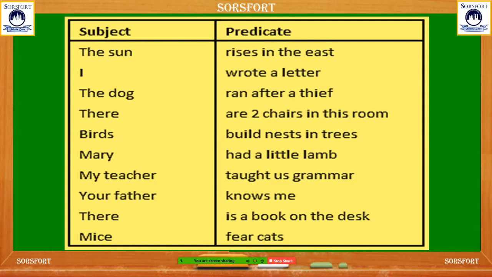There are two chairs in this room. So there is subject, are two chairs in this room is the predicate. Birds built nest in trees. Mary had a little lamb. My teacher taught us grammar. Your father knows me. So your father is subject, knows me is predicate. There is subject, is a book on the desk is predicate. Mice is subject, fear cats is the predicate.